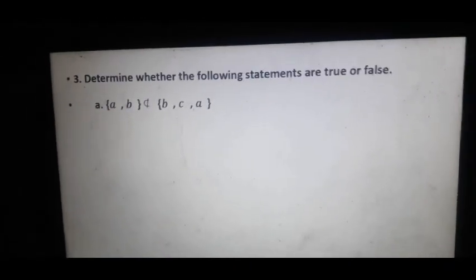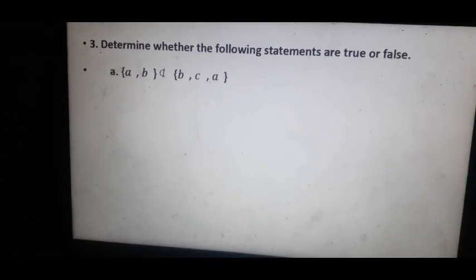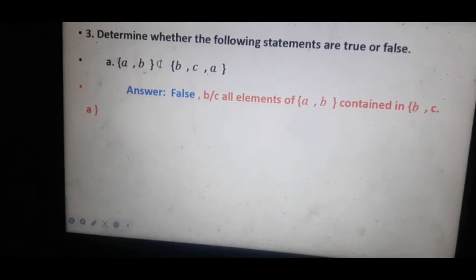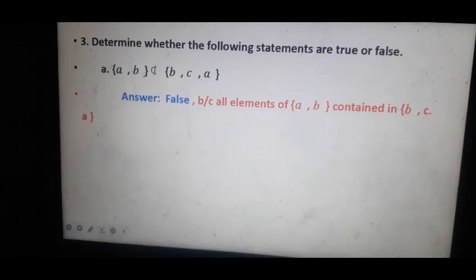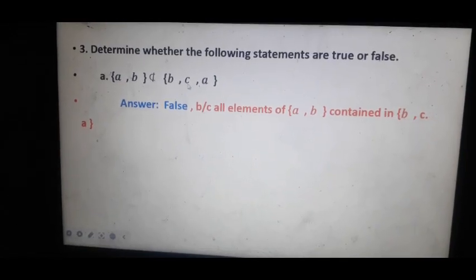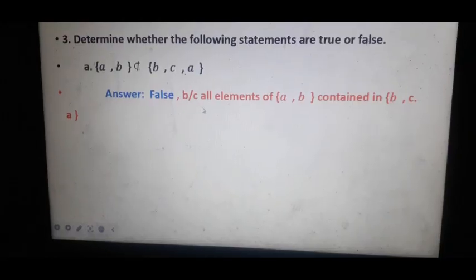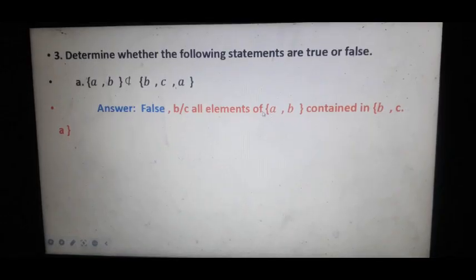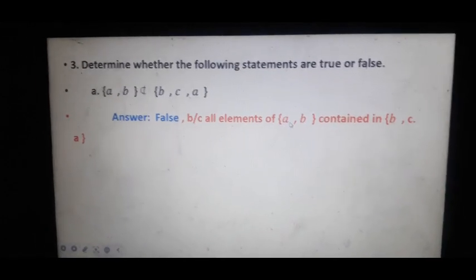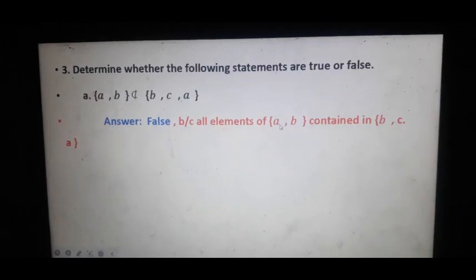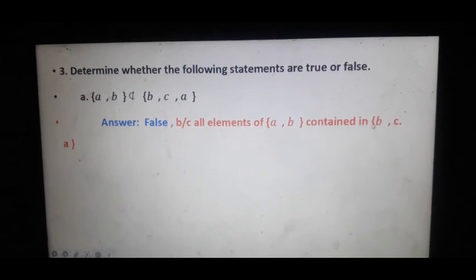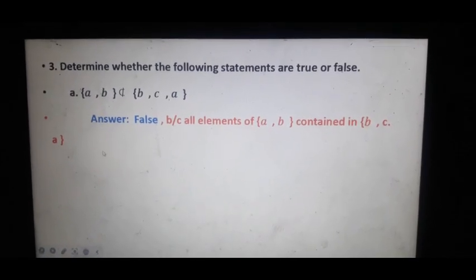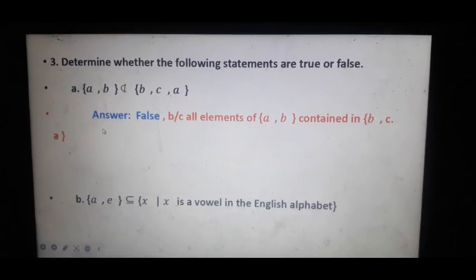Okay, the other one is: determine whether the following statements are true or false. A set containing {A, B} is not a proper subset of {B, C, A}. This is false because all elements of the set that contains A, B are contained in {B, C, A}.